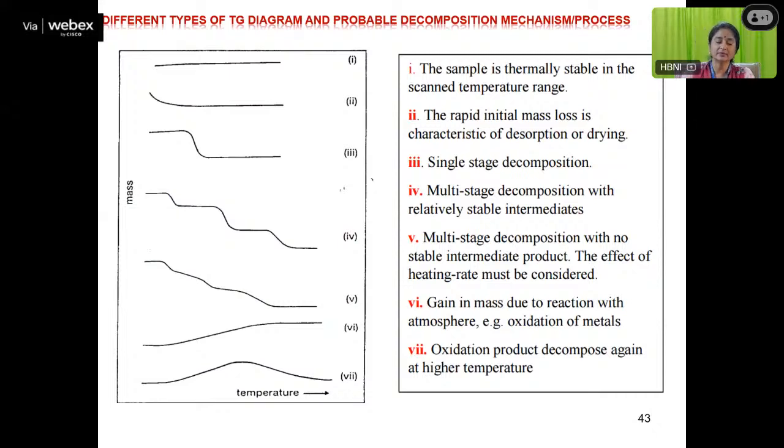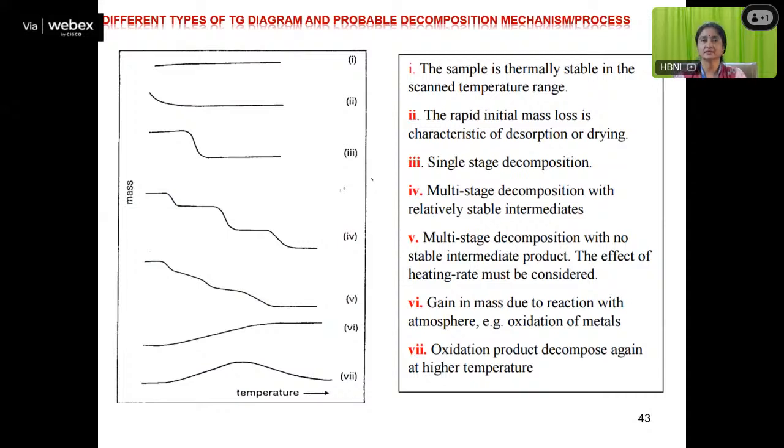Because of the relatively stable intermediates, with increasing temperature over a long range it is not changing at all. So we can tell these are stable intermediates. Then multi-stage decomposition with no stable intermediate products, where the effect of heating rate must be considered. Here there is no plateau, it is just a slow decrease. So intermediates are there, but they are not thermally stable. In this type of case, your heating rate will play an important role in getting important information.